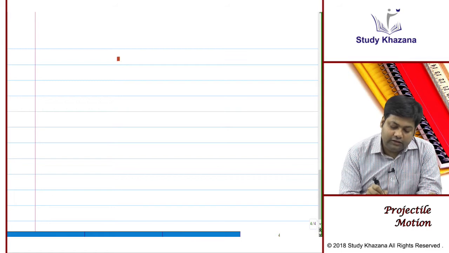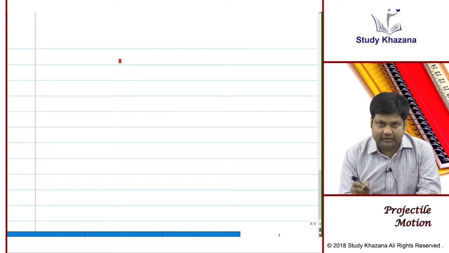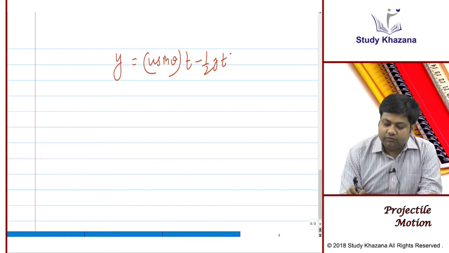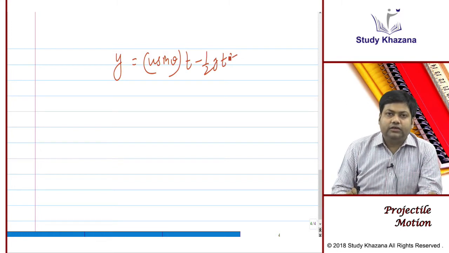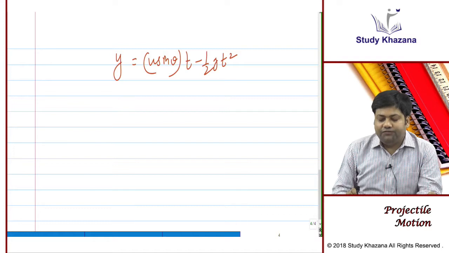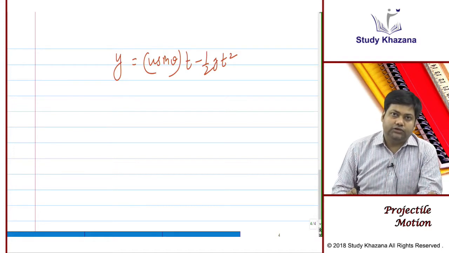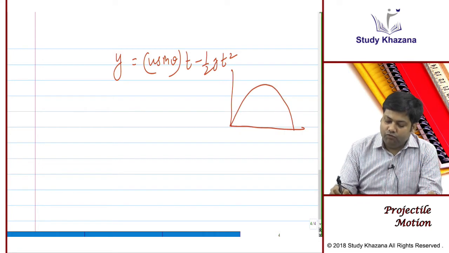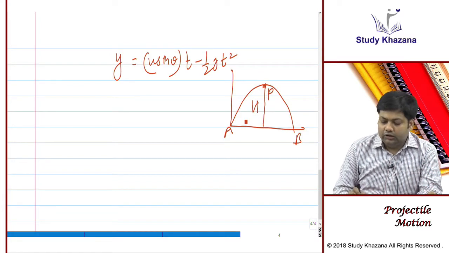So now using the equation of motion along the y-axis, we once again write y equal to u sin theta into t minus half g t square. Now the interesting point is that here, if we get the value of t, we can get the y coordinate for all the values. So our next point of focus is how much time the projectile takes to reach the maximum height. Let's say from A to B, the projectile reaches a point P, which is the maximum height, and I call it capital H. So how do we find out?